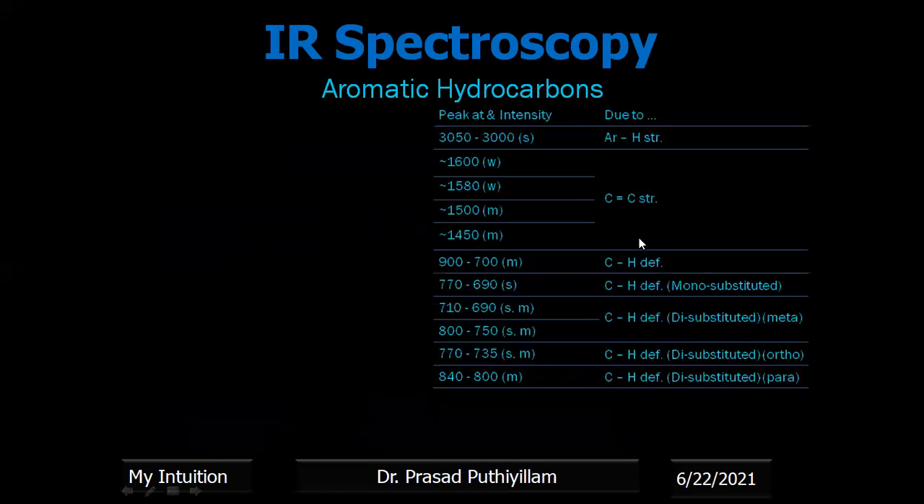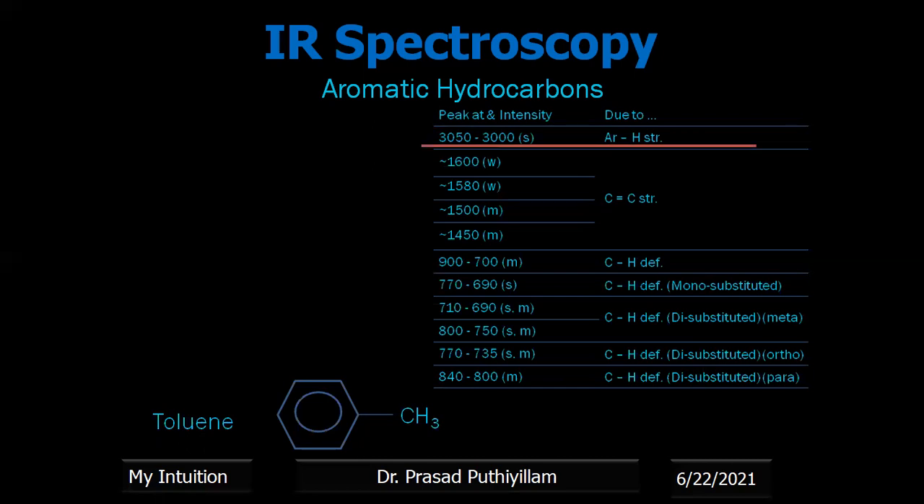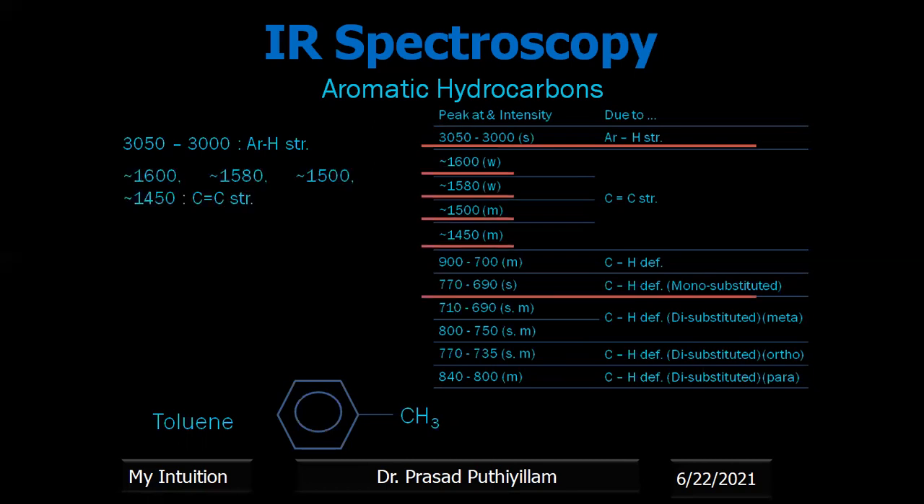So we'll take one or two examples. This is the basic chart required to analyze aromatic hydrocarbons. Toluene, we know, is C6H5CH3. It should give the aromatic ring hydrogen CH stretching. It should give these characteristics because it is aromatic, and it is a monosubstituted benzene. Therefore, a peak is expected around 770 to 690. Then normal CH stretching for the CH3 is also expected because the CH3 group is there.